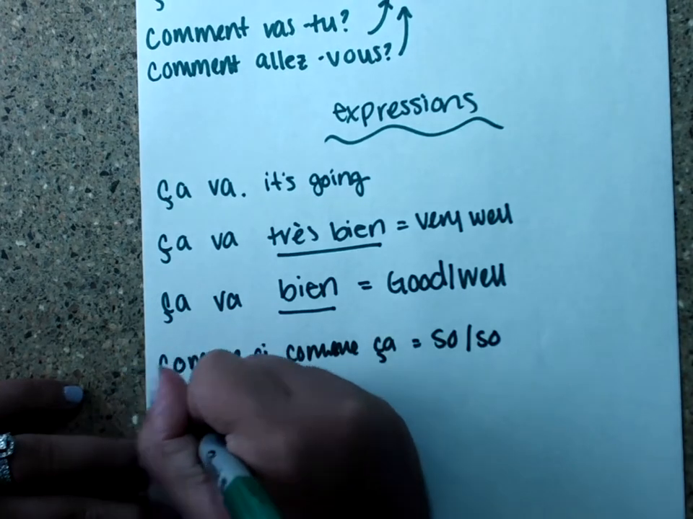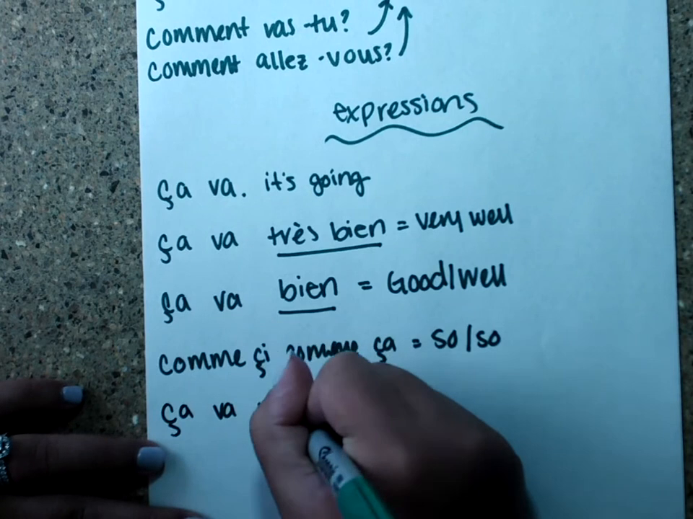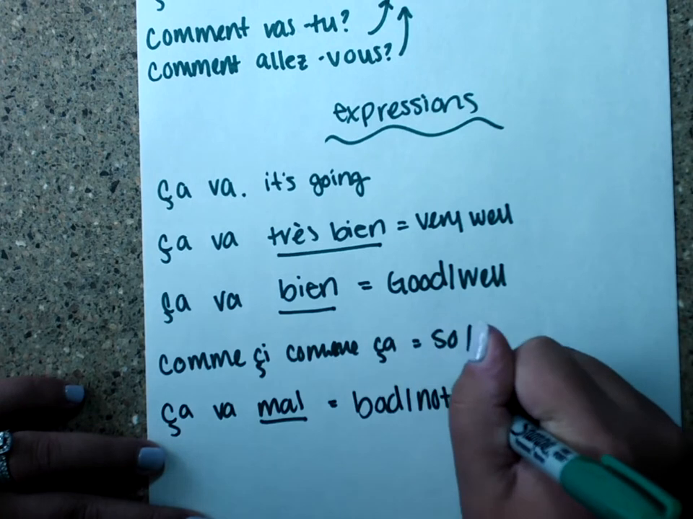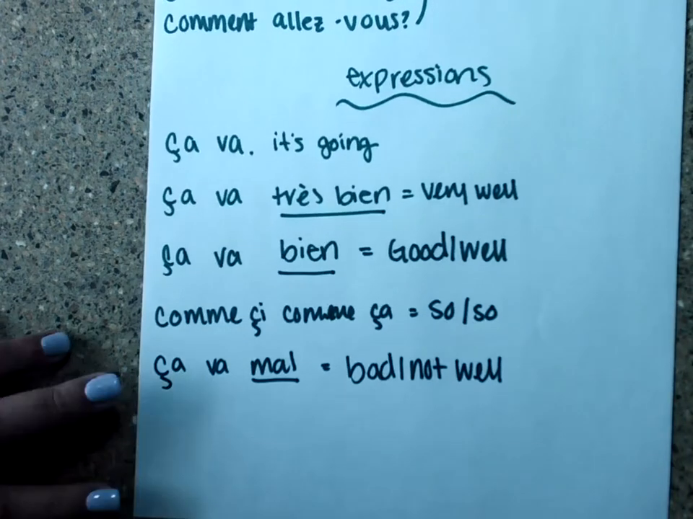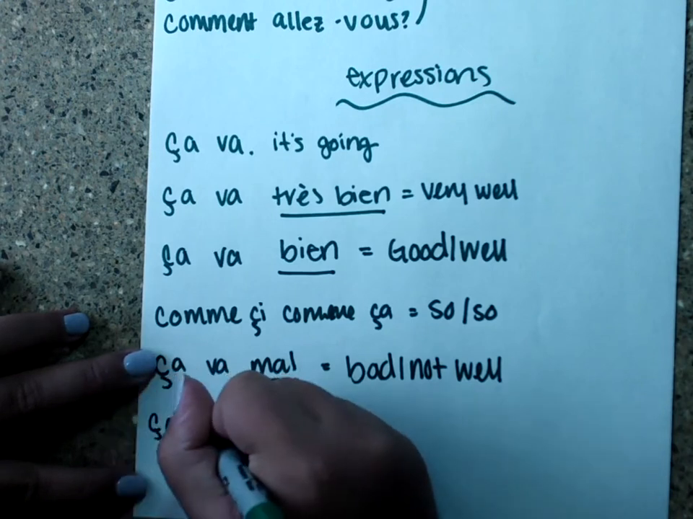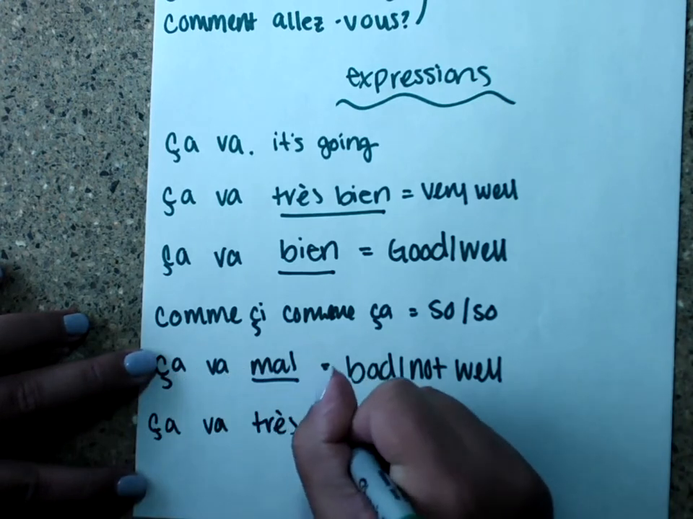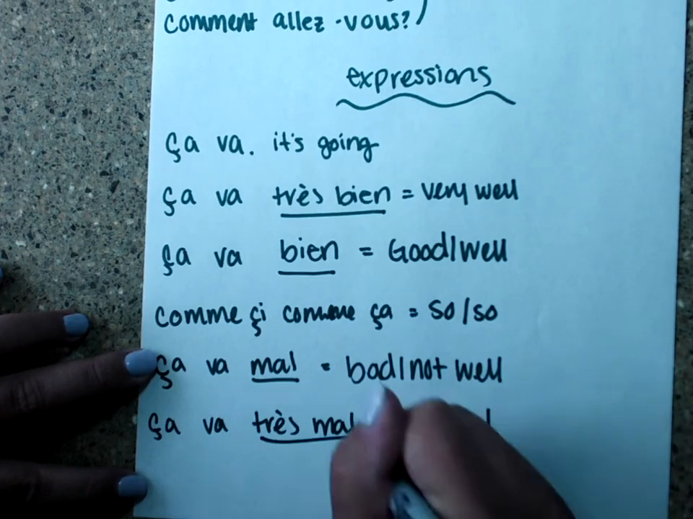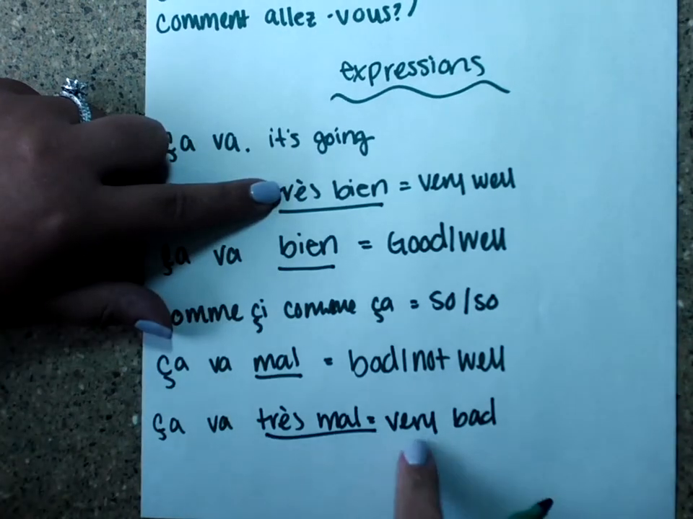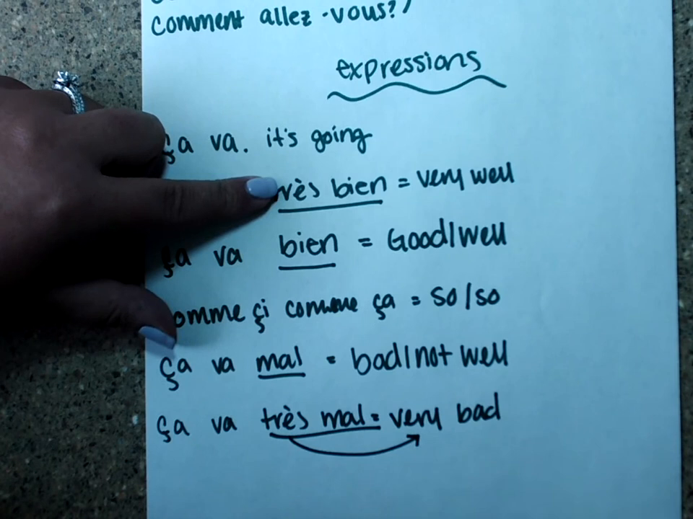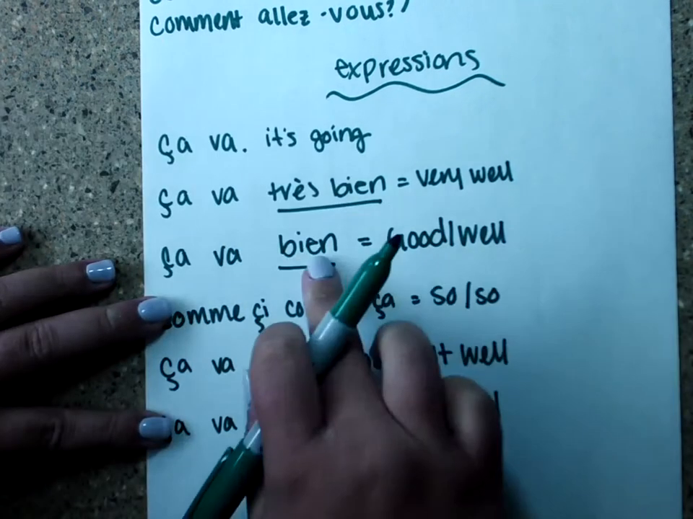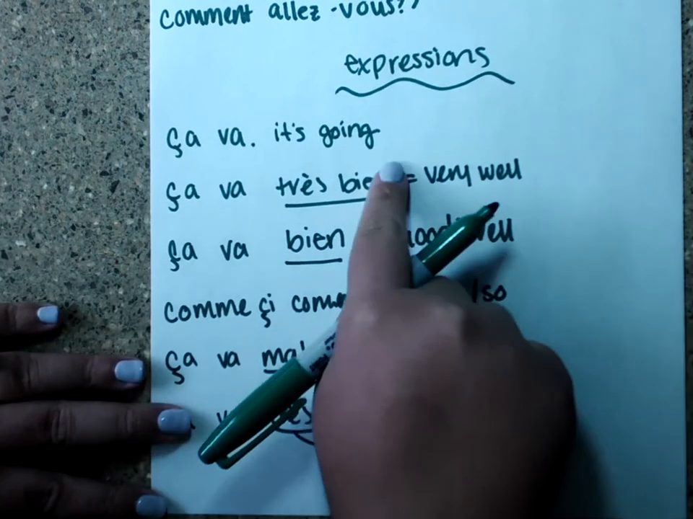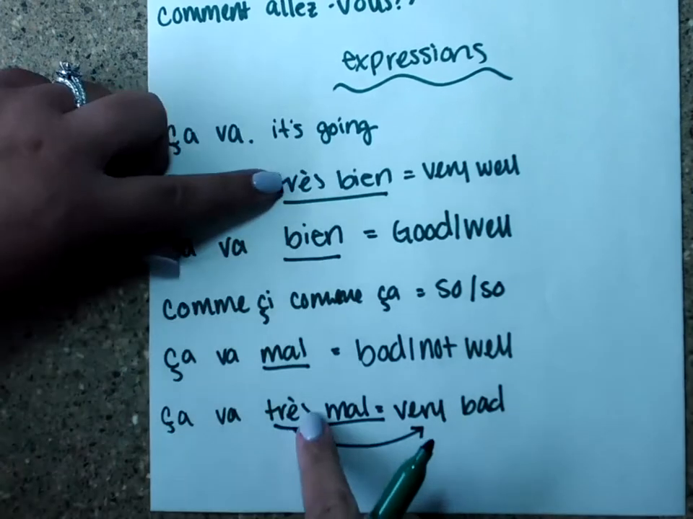We have ça va mal, which means bad. It's not going well. Bad or not well. And then the last one is ça va très mal. This means very bad. So très means very. If you didn't put that together, très means very, and bien means good or well. Mal means bad or not well. So if you learn mal and bien and the word très, you can make these two vocab words.